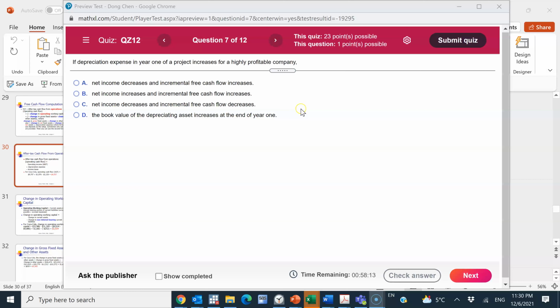This is question number 7 of quiz 12 for chapter 11. If depreciation expense in year 1 of a project increases for a highly profitable company, so we have 4 choices. Let's consider what happens if we increase the depreciation expense.